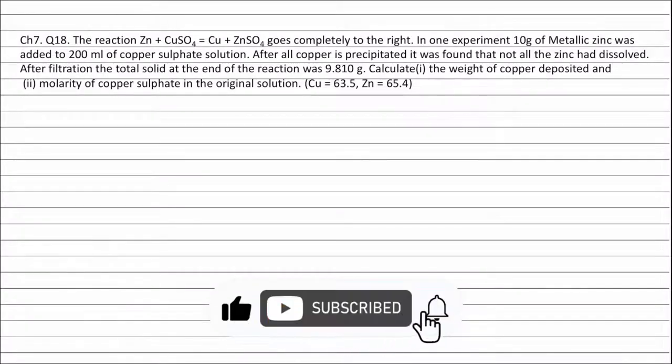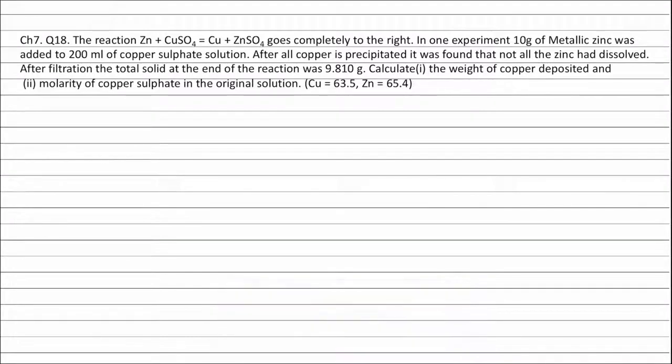Question 18. The reaction zinc plus copper sulfate forming copper plus zinc sulfate goes completely to the right. In one experiment, 10 gram of metallic zinc was added to 200 milliliter of copper sulfate solution. After all copper is precipitated, it was found that not all the zinc had dissolved.